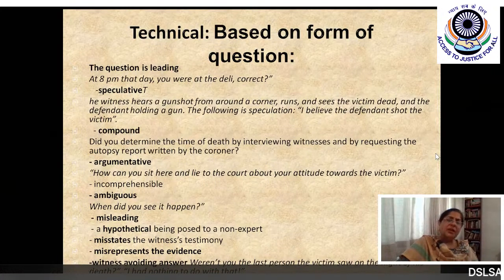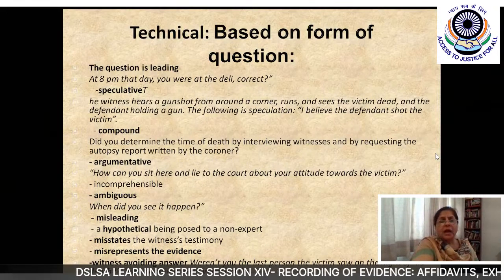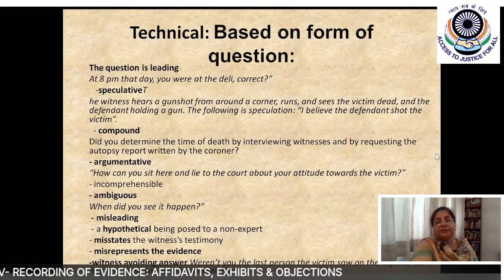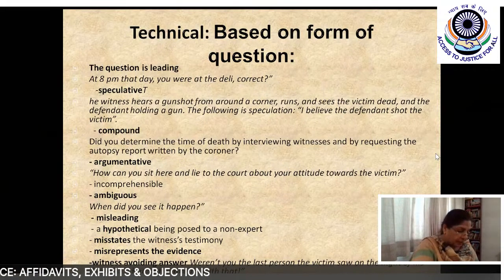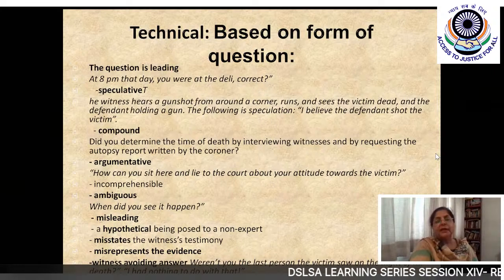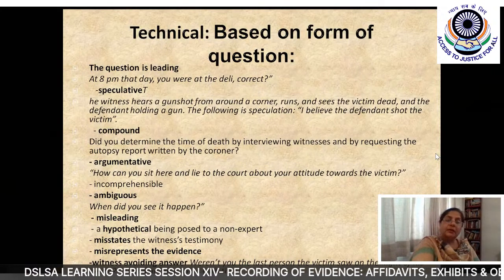Many a times, the questions that are put in testimony are argumentative, that is, how can you sit here and lie to the court about your attitude towards the victim? This is being argumentative. What is recorded in the evidence is only the facts and not the arguments, and such questions must necessarily be objected to.